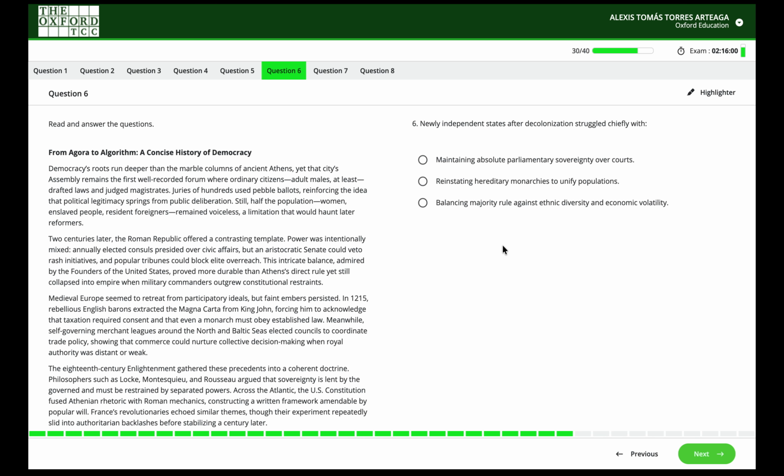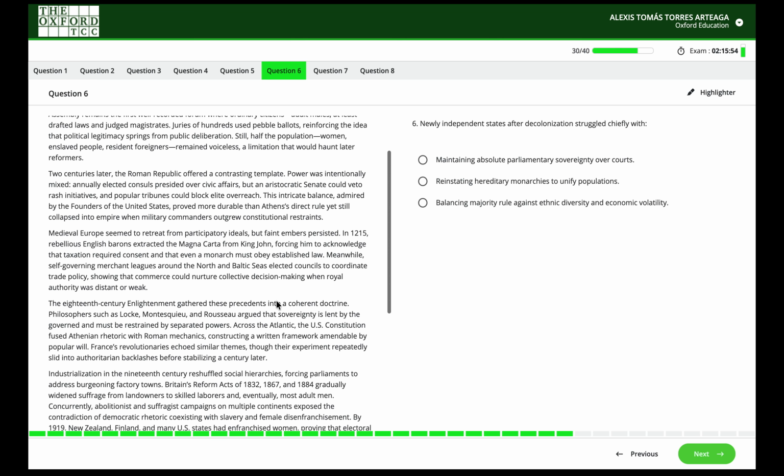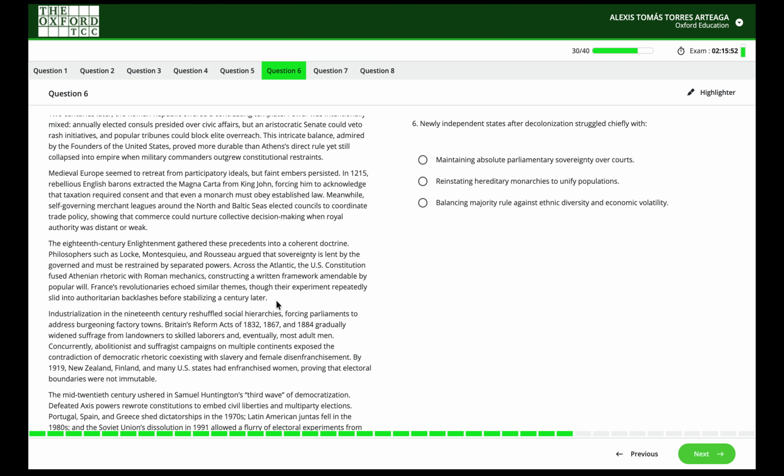Newly independent states after colonization struggled chiefly with maintaining absolute parliamentary sovereignty, reinstating hereditary monarchies, or balancing majority rule against ethnic diversity and economic volatility.